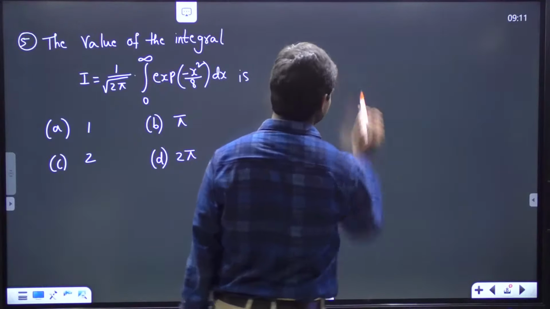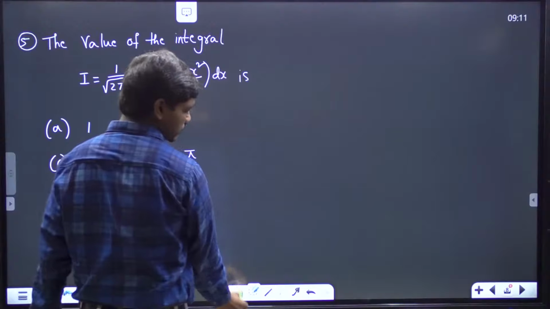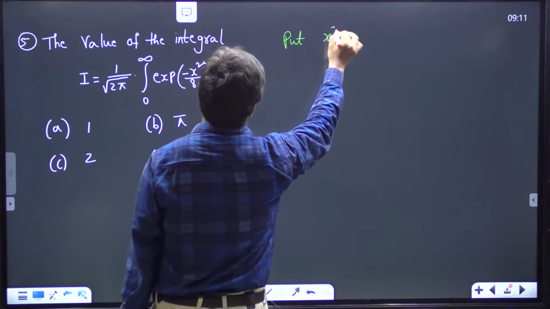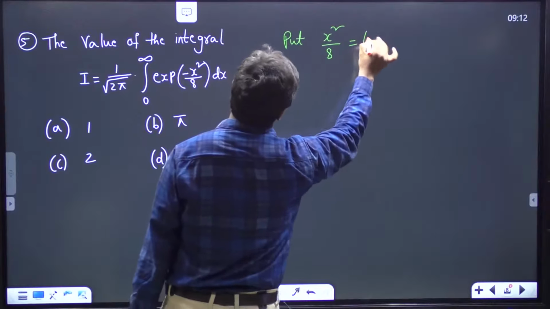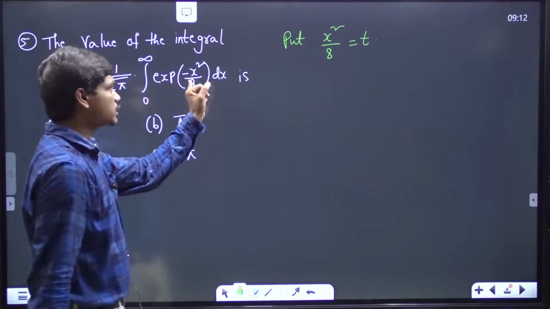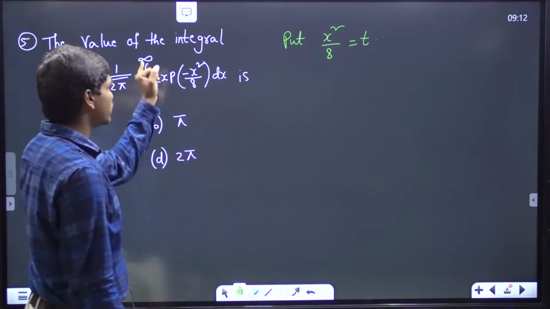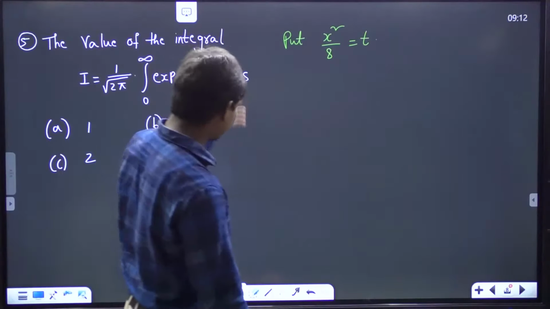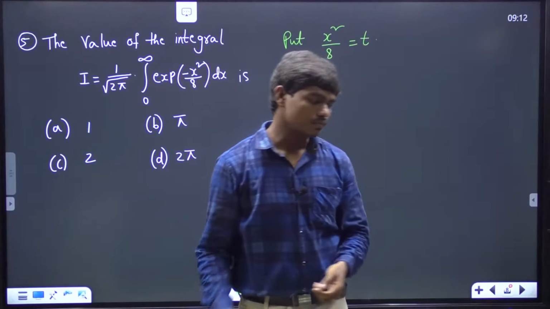I would like to give one more hint for the substitution so that you could carry on. Put x square by 8 is equal to t. Then do the question by putting this substitution. If x square by 8 is equal to t, then this is 0 to infinity e power minus t into something will come. You calculate what that something is and try to evaluate the answer.